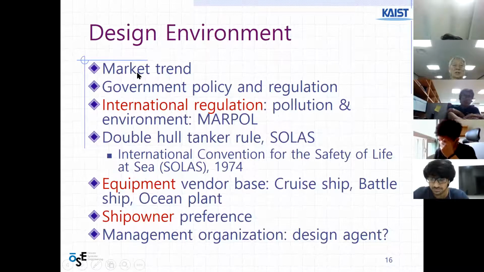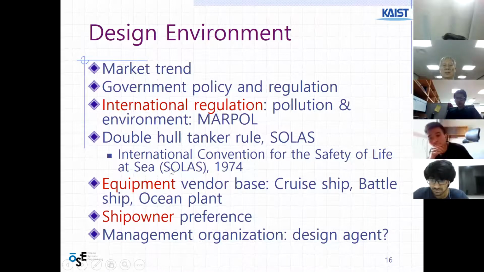So in the design environment, we need to think about the market. What is the market moving to: big ship or smaller ship, faster ship or slower ship, environmentally friendly or not, that kind of thing. Government policies go together with this trend and regulations. And there are not only domestic ones, there are international regulations such as MARPOL, marine pollution, and the double hull tanker rule is something like SOLAS. SOLAS is a short name of the Convention for the Safety of Life at Sea.